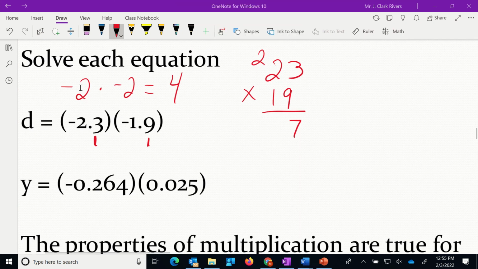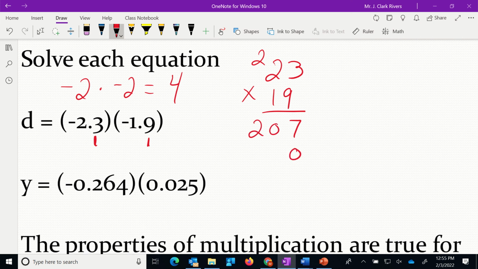Our estimate here is negative 2 times negative 2, which is positive 4. There's 2 digits behind the decimal. So negative 2.3, I just made it 23. Negative 1.9, I just made that 19. So 3 times 9 is 27, so 7 here, carry the 2. 9 times 2 is 18. 18 plus 2 is 20. So we get 207, 0.